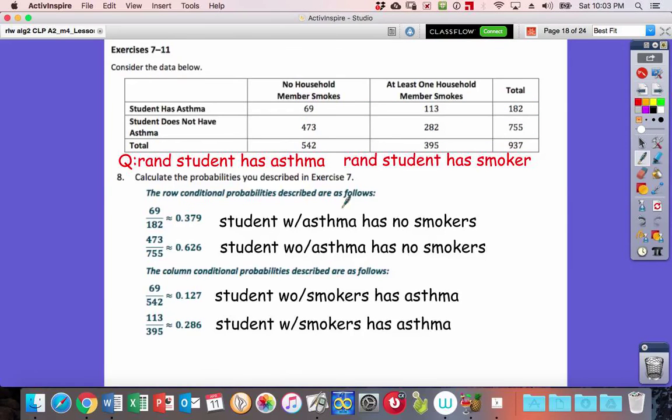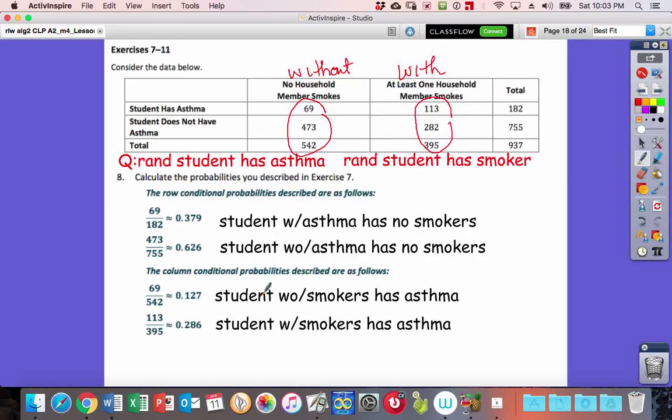Okay, and I could say, okay, I'm going to look at people with smokers and without smokers. So here are the students without smokers. Students, at least one household. Okay, this is with smokers, sorry. This is without. I keep getting those mixed up. I'm going to put without up here. And with.